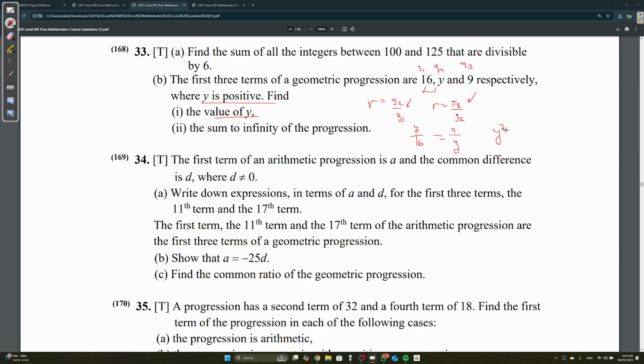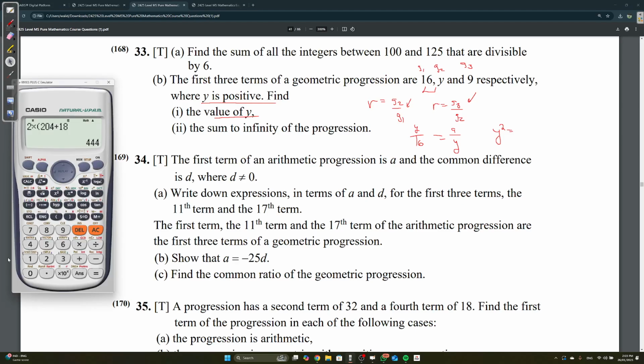Cross multiply, you're going to get y squared is equal to 16 times 9, which is 144. And you're going to get y is equal to square root 144, which is 12. Why didn't I consider y as negative 12? Because they said y is positive. Okay. Find the sum to infinity.